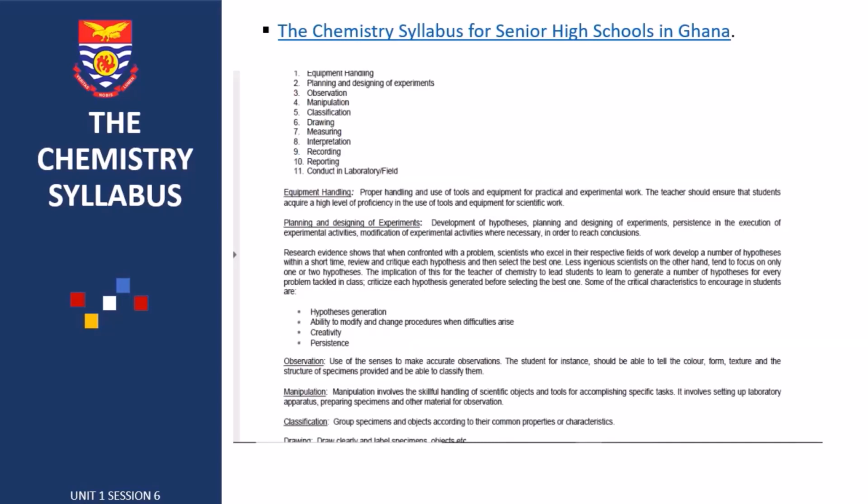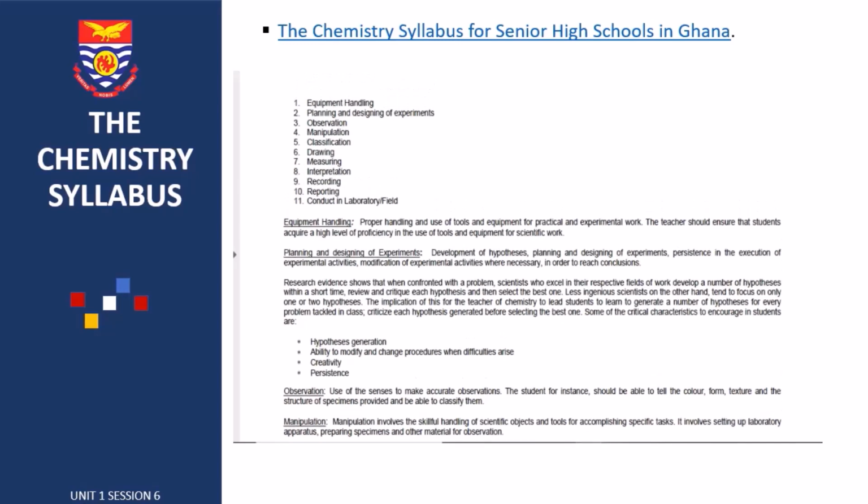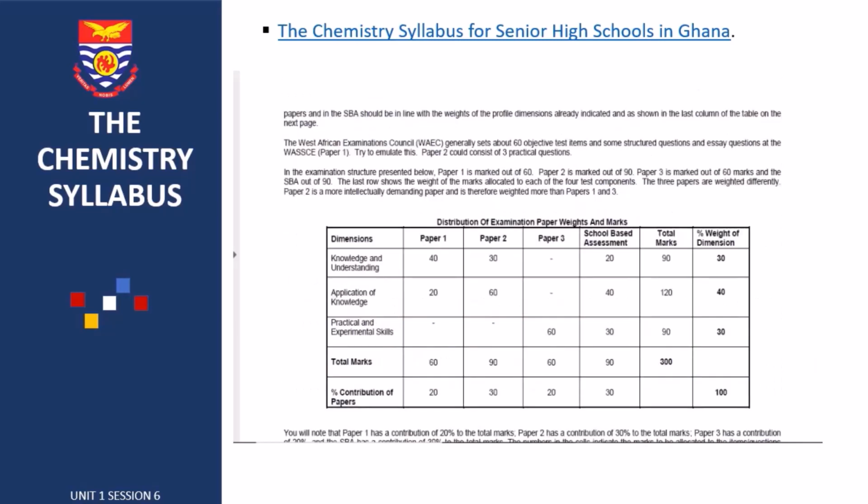And so the skills needed are practical equipment handling, planning and designing of experiments, observation, manipulation, classification, drawing, measuring, interpretation, recording, reporting, and conduct in lab and field. And so the syllabus further went on to explain what each skill entails. Now let's look at the form of assessment.